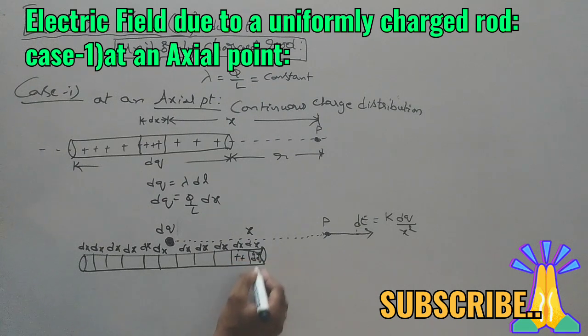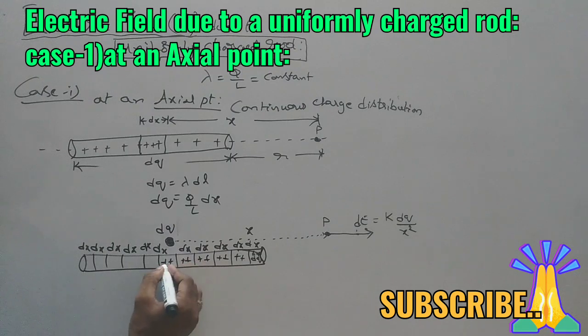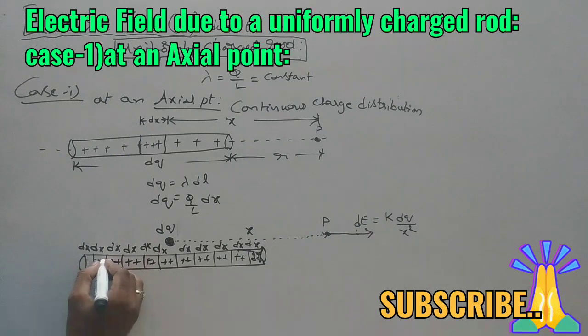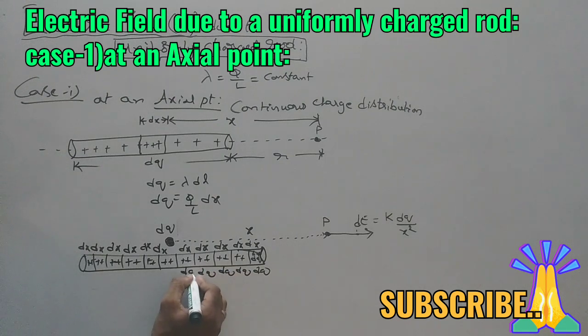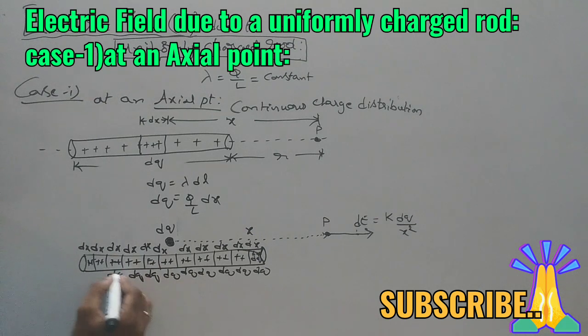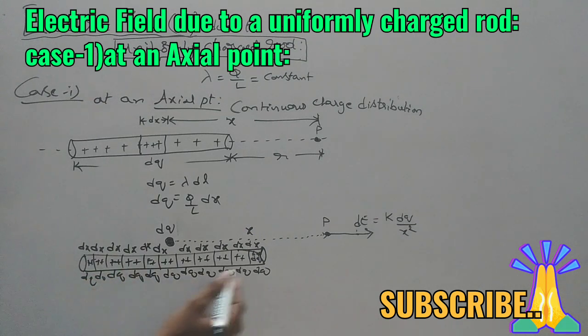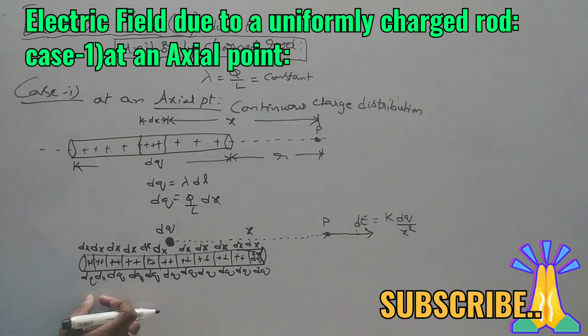In every elemental length dx, there is a small amount of charge dq which is distributed uniformly throughout the length of the rod. So in every elemental length this dq will be there: dq, dq, dq, like this. Within the small elemental length dx, the same dq charge will be present everywhere throughout the length of the rod.